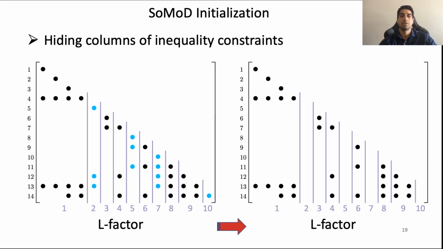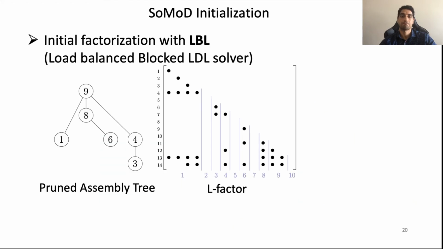Similarly, the SOMOD initialization phase hides columns of the L factor corresponding to the inequality constraints, so it does not get involved as long as constraints are not activated. SOMOD uses the prune assembly tree and the sparsity pattern of the L factor to finalize its initialization phase by computing numerical values of the L factor.